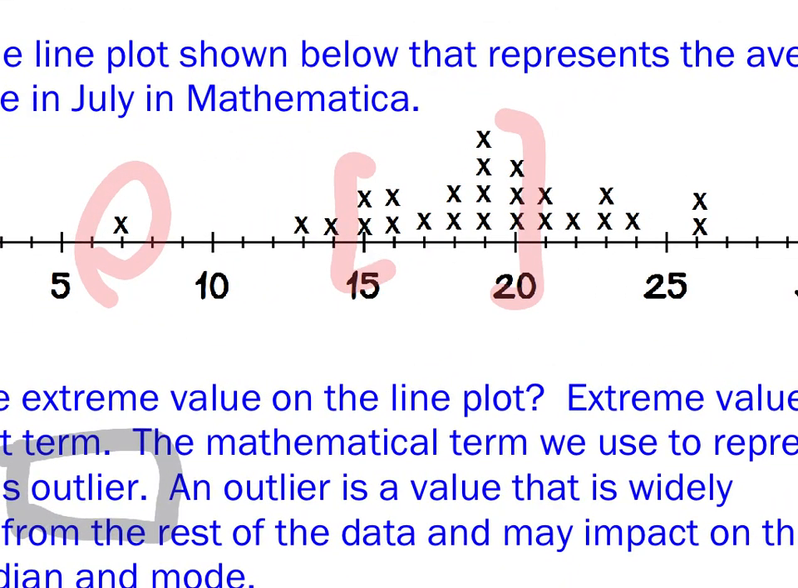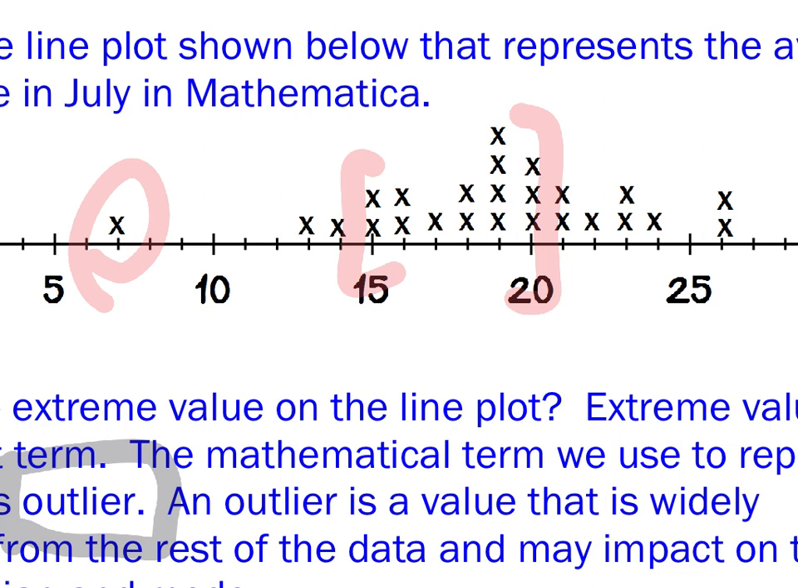I'm going to kind of do it a little differently. Right here we have a 7, so I'm just going to write down 7. Here we have a 13, a 14, 2 15s, so I'm going to write 30 down because there's 2 of them. 2 16s, so that's 32.